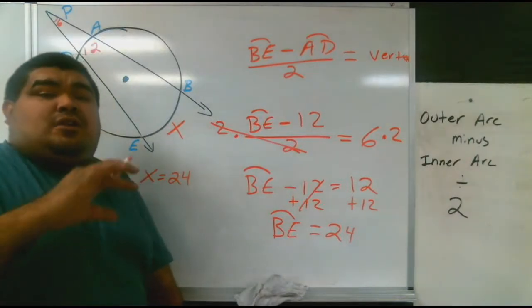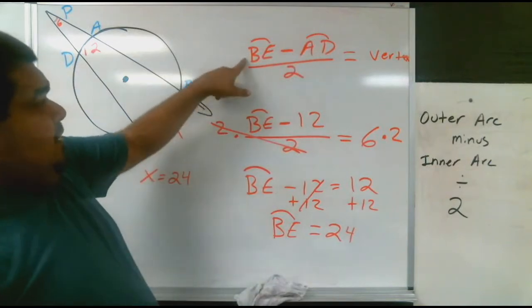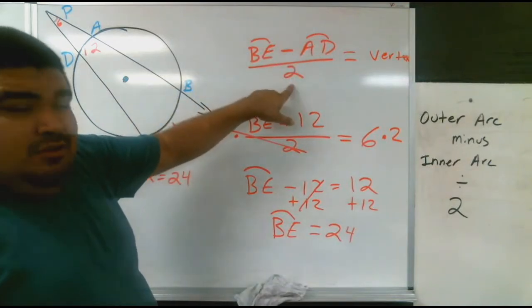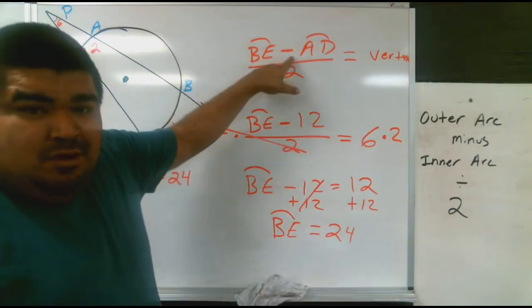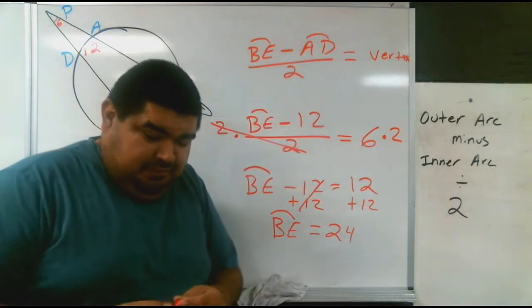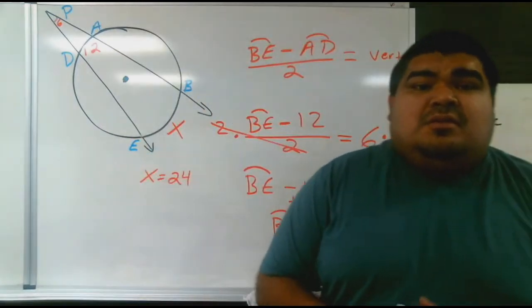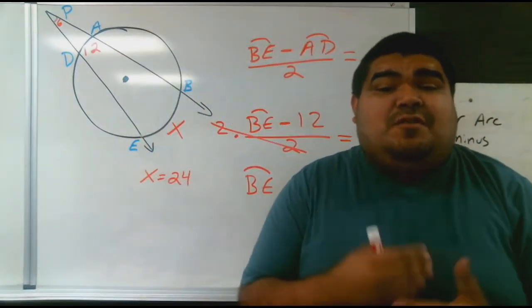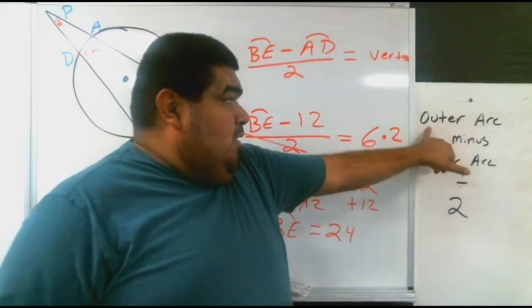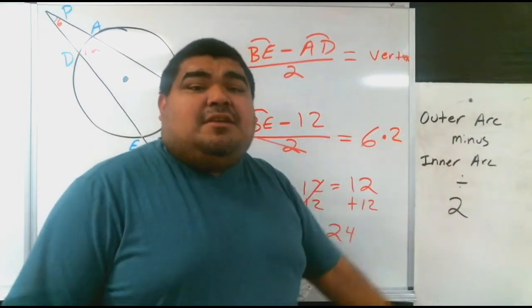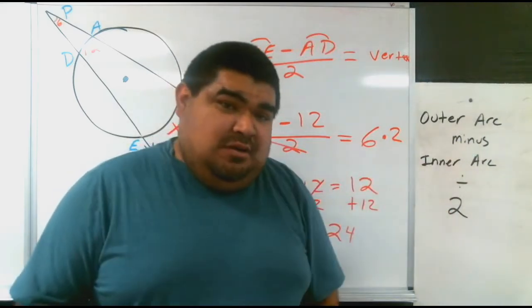You can also do the same thing for the middle one. So instead of BE, if we were to find AD, we would plug in the number here. We would still divide by 2, then subtract, and then divide by negative 1 to get rid of the negative. Very simple. As long as you follow that rule, it's a very simple concept. Remember, outer arc minus inner arc divided by 2 gives you the vertex. If you follow the same rule, you can plug it in to find any other arc.